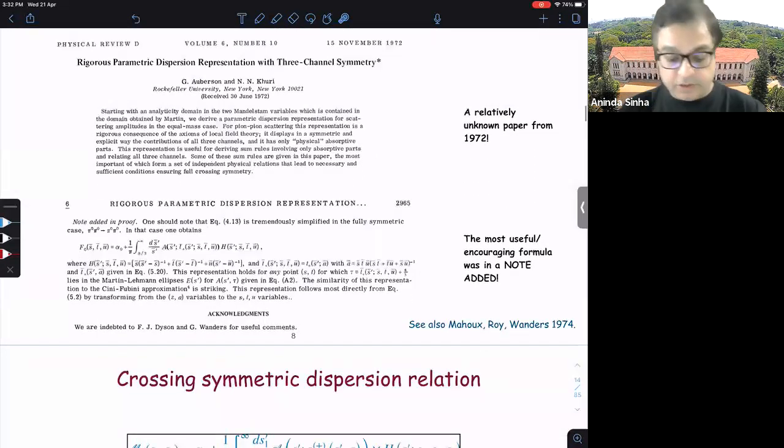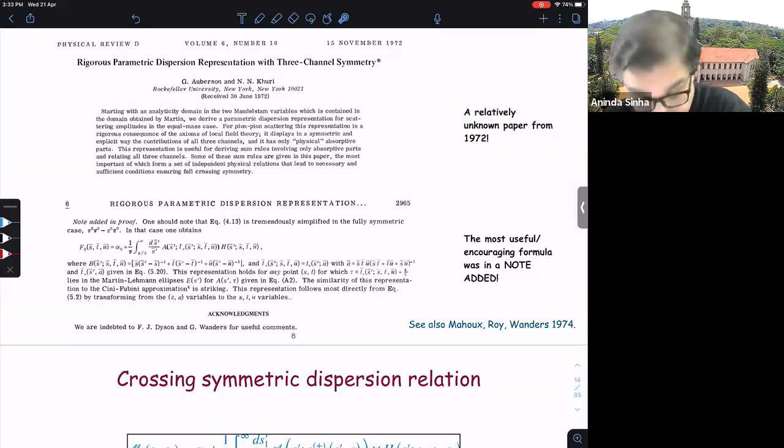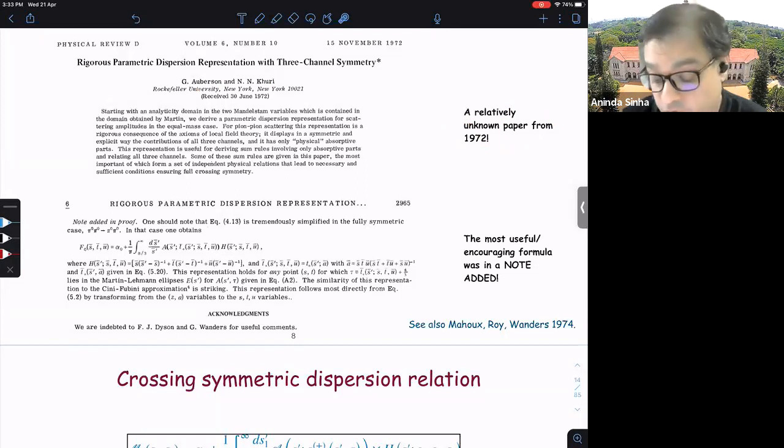So what is this crossing symmetric dispersion relation? This actually builds on a relatively unknown paper that was written in 1972 by Auberson and Khuri. I don't know if there is anybody in the audience who knew Auberson and Khuri. But from the point of view of mathematical physics, this is a very, very nice paper. The only drawback of this paper is that the most useful formula in it was in a note added. If you go through the formulas in the main text, none of them are going to seem useful or familiar to you. But there is a very, very important formula which was specified in a note added.